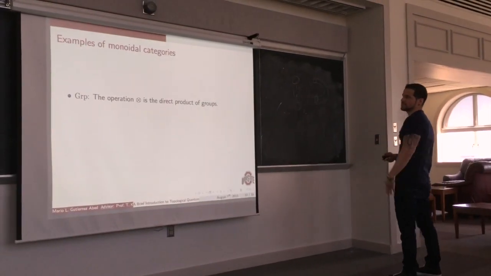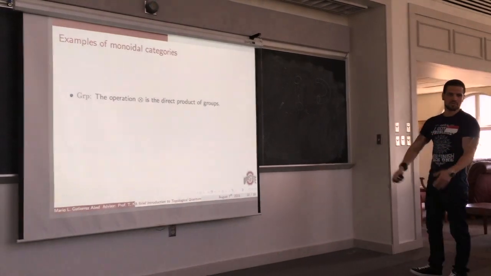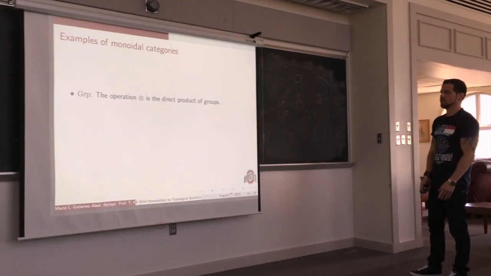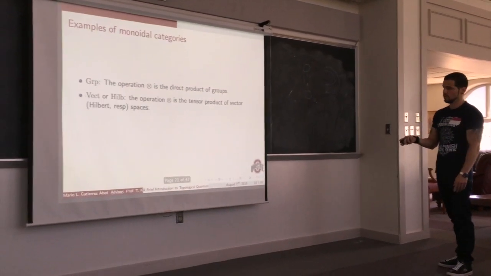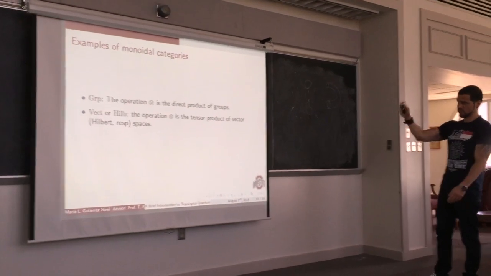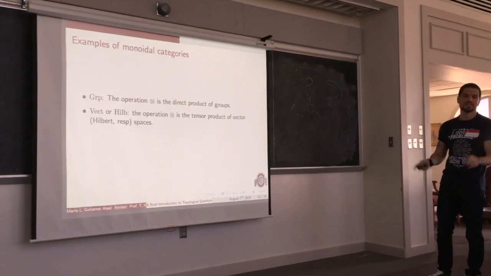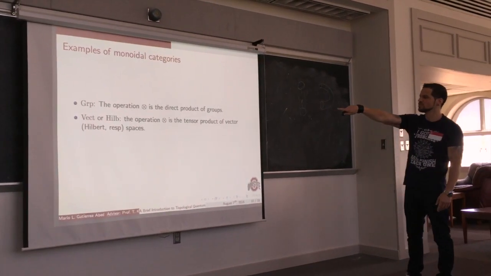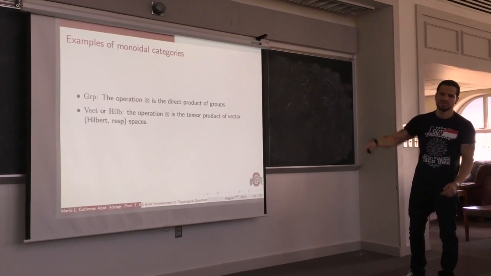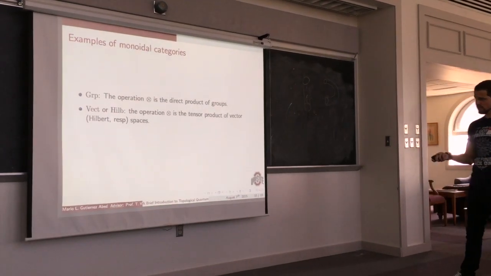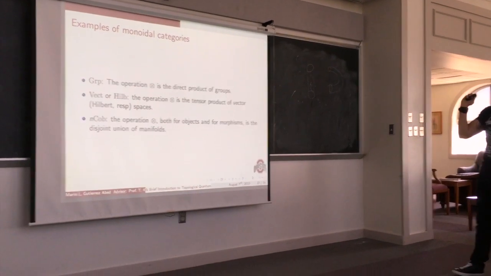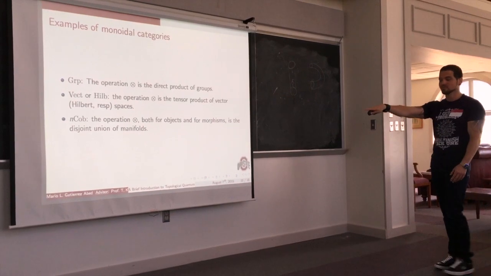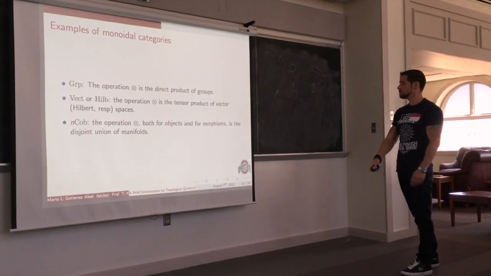So an example of a monoidal category is the category of groups, right? The operation is the direct product of groups. We have the vector spaces where the operation is a tensor product, so that's where that notation is coming from. I use the same notation for all of them, but basically that's the notation I use for tensor products in vector spaces. And the operation on the category of cobordisms is the disjoint union of manifolds.